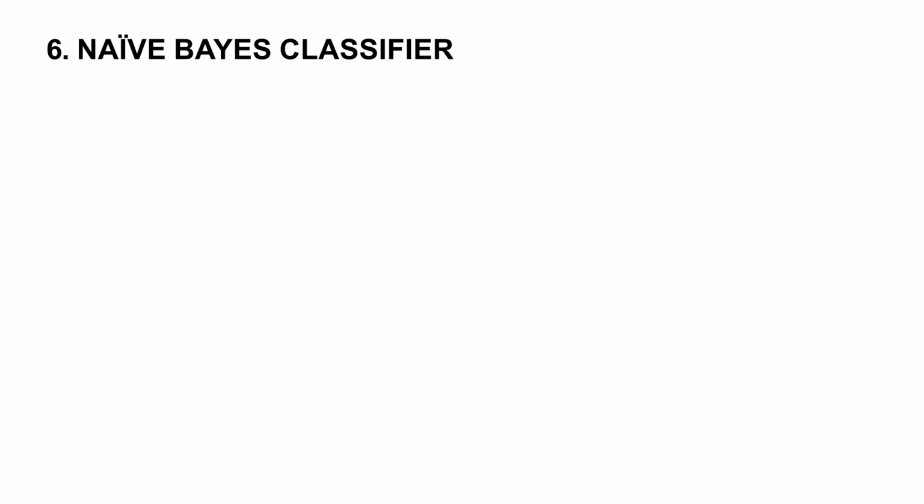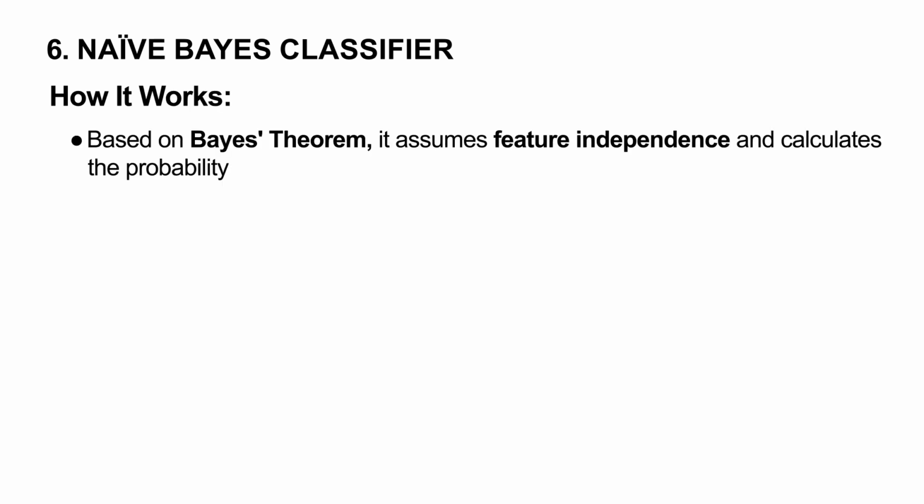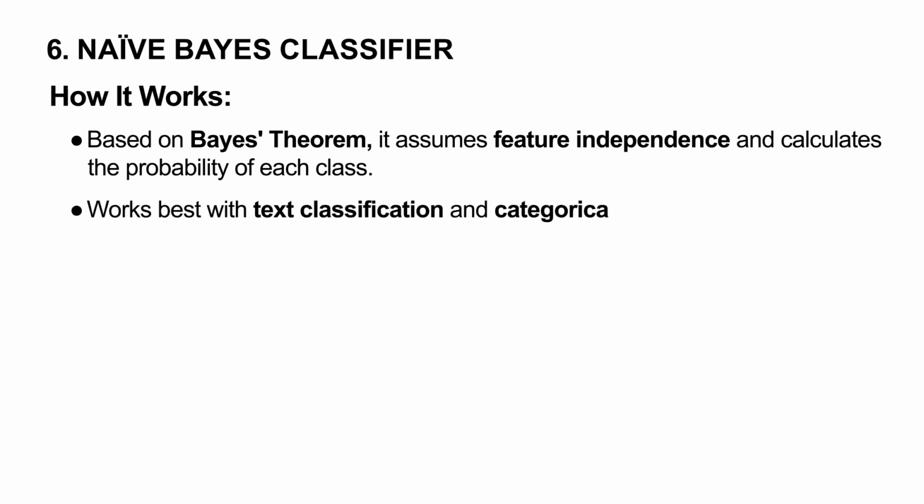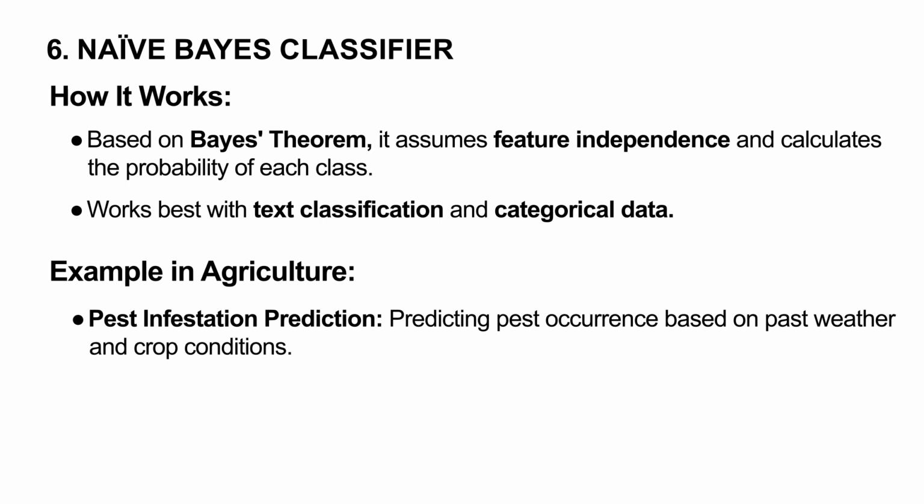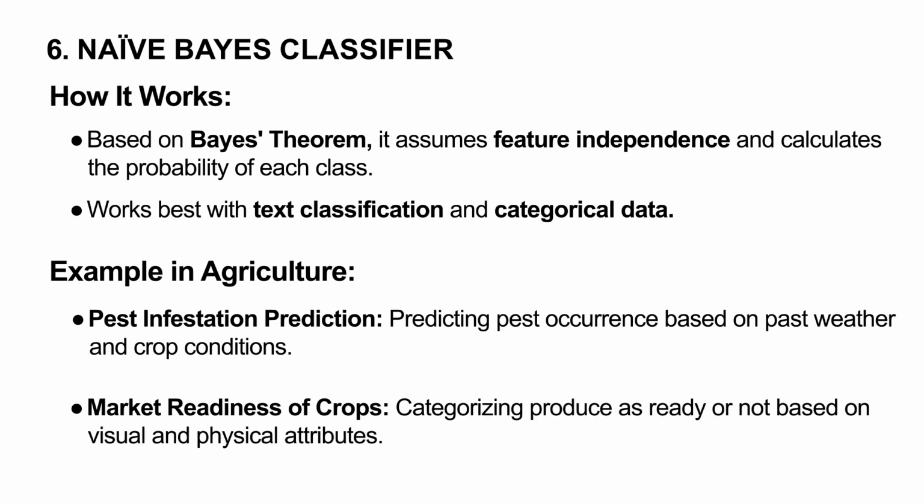6th, naive Bayes classifier. How it works: Based on Bayes' theorem, it assumes feature independence and calculates the probability of each class. Works best with text classification and categorical data. Example in agriculture. Pest infestation prediction, predicting pest occurrence based on past weather and crop conditions. Market readiness of crops, categorizing produce as ready or not based on visual and physical attributes.